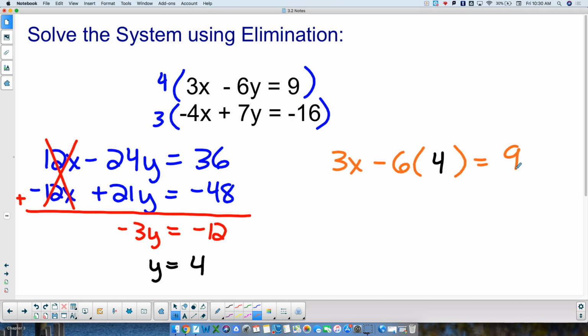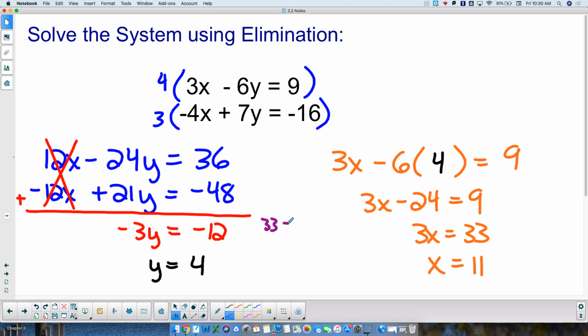3x minus 24 is equal to 9. 3x is equal to 33. x is equal to 11. Checking: three times 11 is 33. Minus 6 times 4 is 24. 33 minus 24 is 9. 9 is equal to 9.